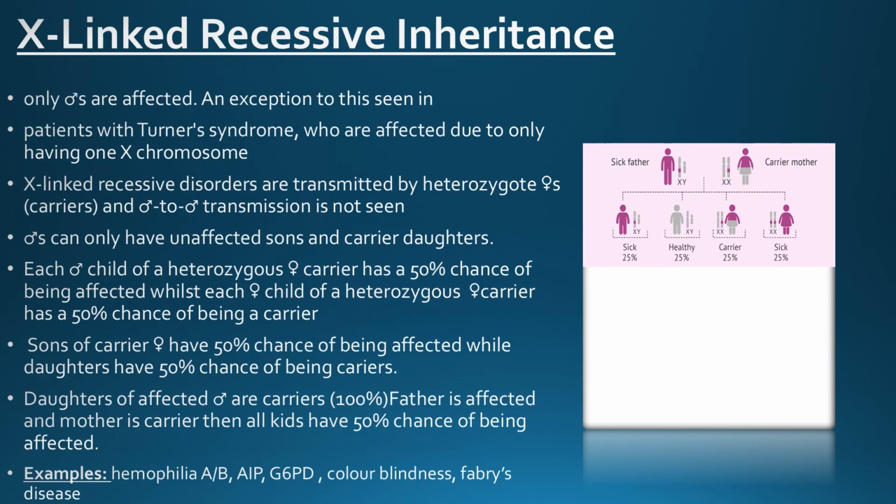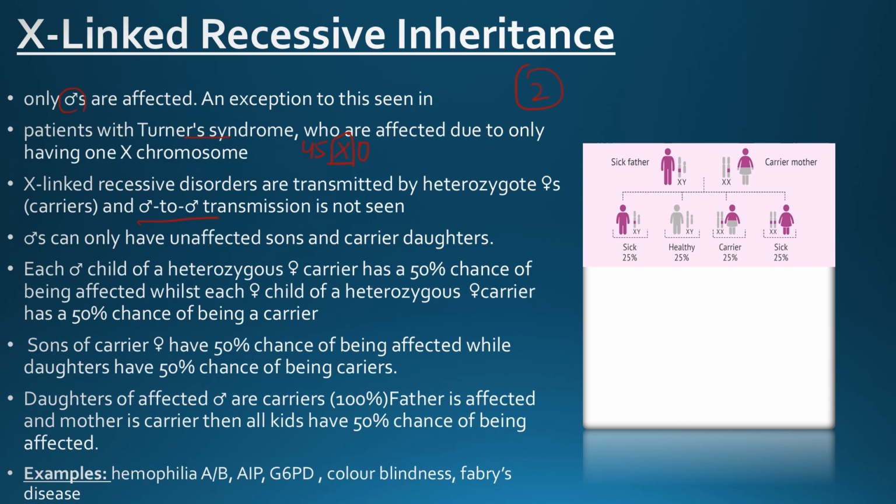In X-linked recessive inheritance, only males are affected because two mutated genes are needed for the disease to manifest. But in the case of Turner syndrome, where there's only one X chromosome, 45,X0, if this X chromosome is mutated, the disease will manifest. In X-linked recessive disorders, male-to-male transmission is not seen because the father only transmits the Y chromosome to his son.